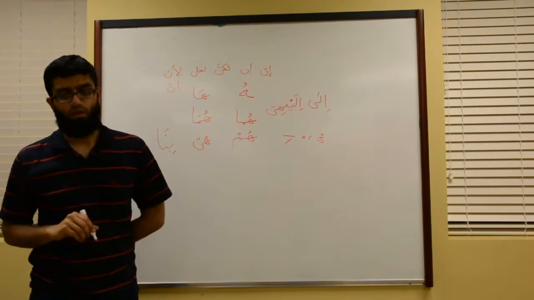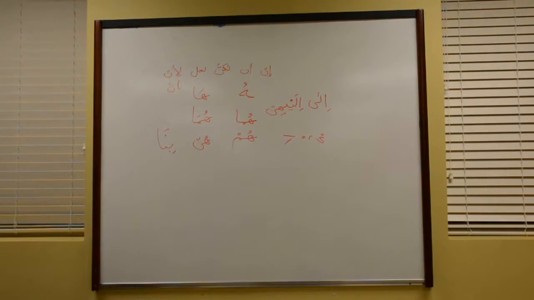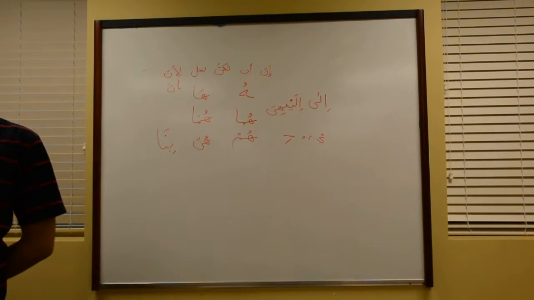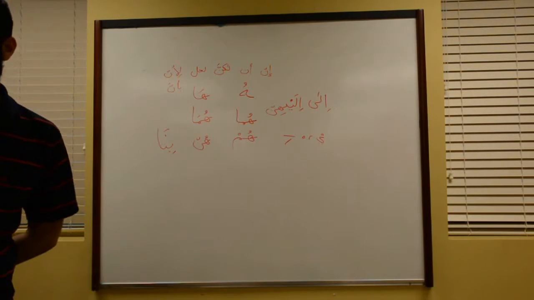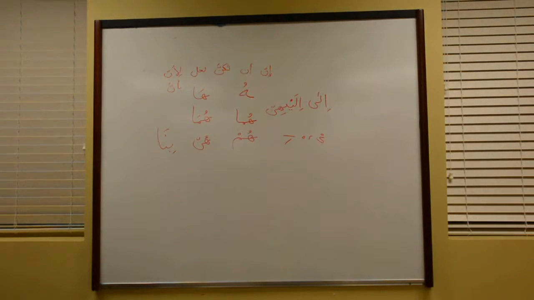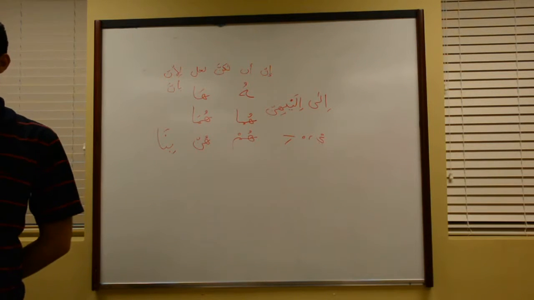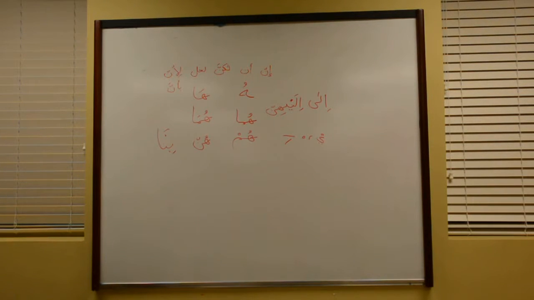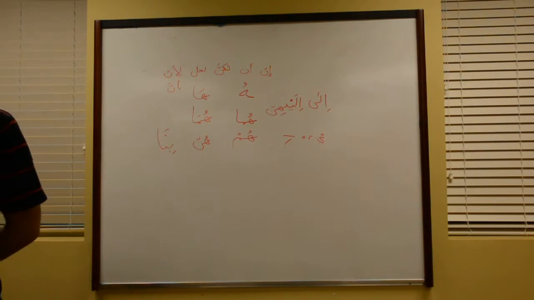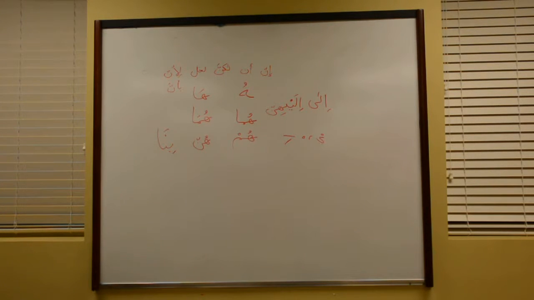Alright, so anna with hum, what is it? Annahum. So all you're doing is just attaching the attachable pronoun. Okay. What about with hunna, kunna, kum, na? Annahunna, annakunna, annakum, annana. So say it again one more time loudly. Annahum, annahunna, annakunna, annakum, annana. Okay.